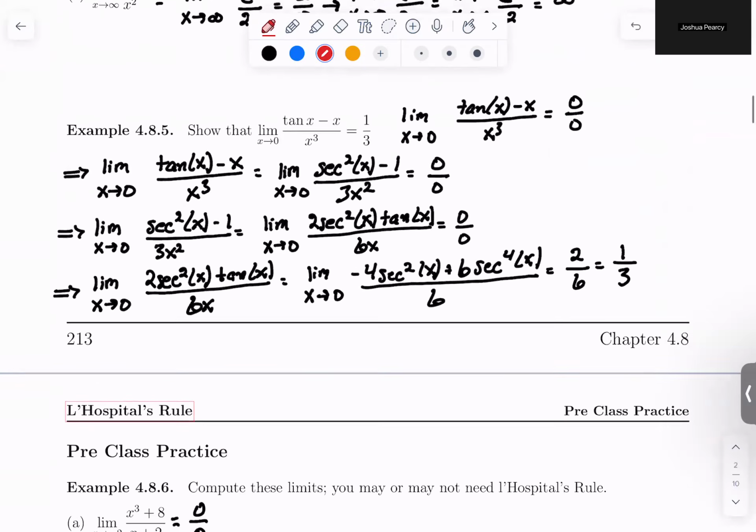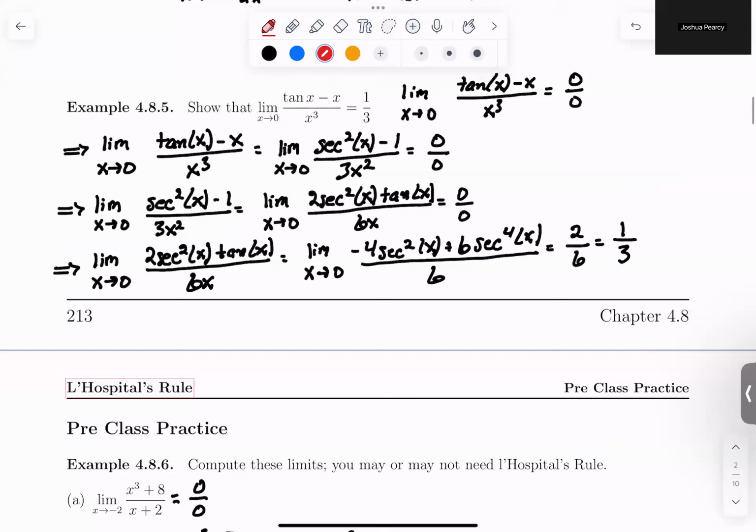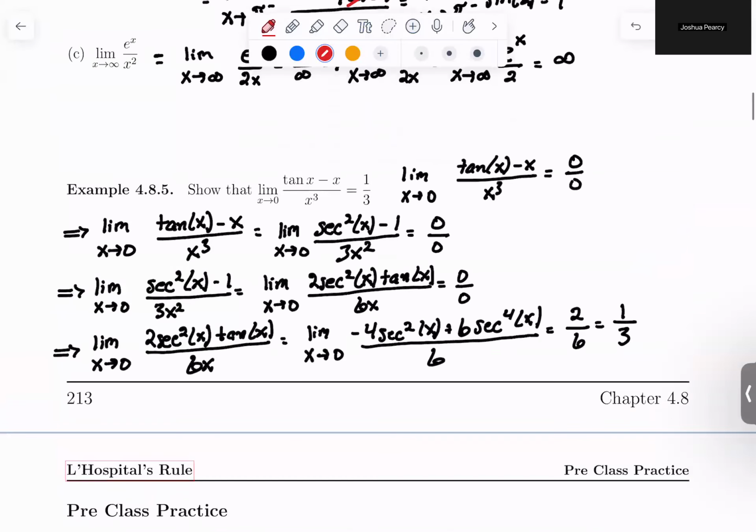This next one requires a couple more steps. It says show that the limit as x goes to 0 of tangent x minus x over x cubed is 1/3. The first thing I did was ask, does this have an indeterminate form? I plugged in 0, and yes, it has an indeterminate form of 0 over 0. So since it has an indeterminate form, I can apply L'Hopital's rule in the first step. I differentiate the numerator first. The derivative of tangent x is secant squared x. The derivative of minus x is minus 1. And the derivative of x cubed is 3x squared.